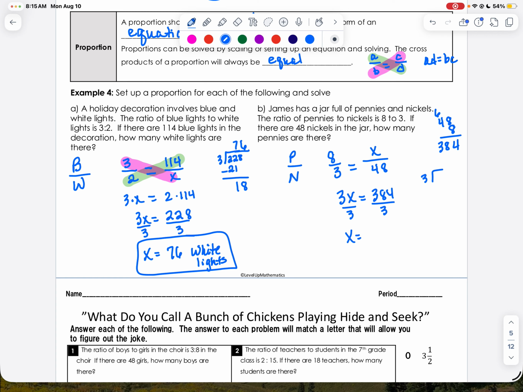So 3 goes into 384. 3 goes into 3 one time. Bring down. 3 goes into 8 2 times. 3 times 2 is 6. Subtract and bring down. 3 goes into 24 8 times. So 128 pennies. And that concludes today's lesson, ratio and proportion.